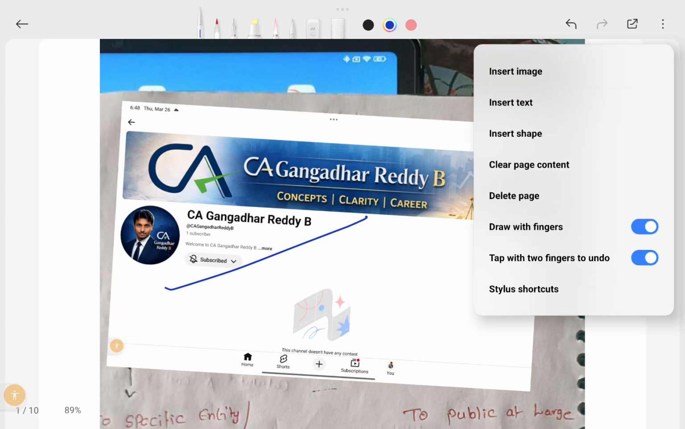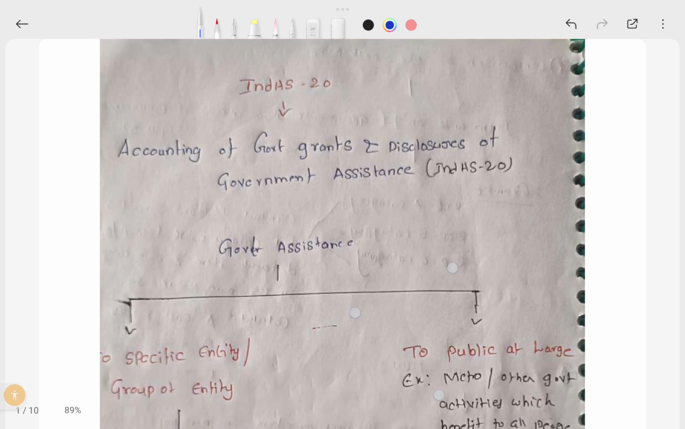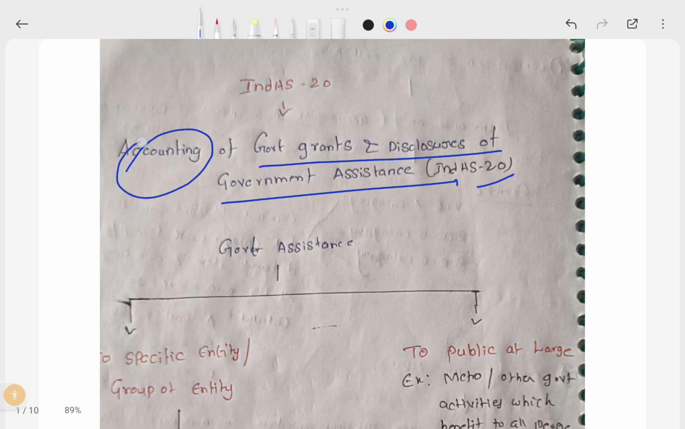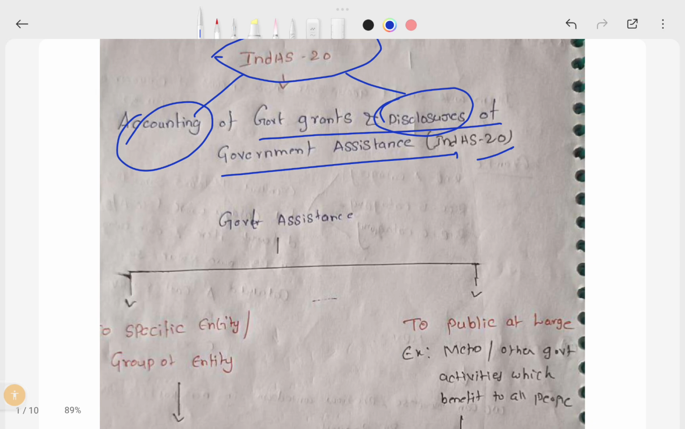Today we are discussing a very important standard in IndAS, that is IndAS 20, accounting for government grants and disclosure of government assistance as per IndAS 20. So there are two requirements here. You need to account for the government grants and you need to disclose accordingly as per the standard. This is the main requirement of this standard. Both concepts are important in any standard. Let's jump into the standard.